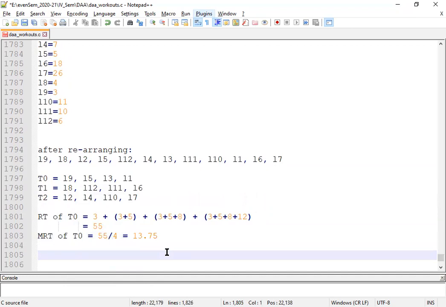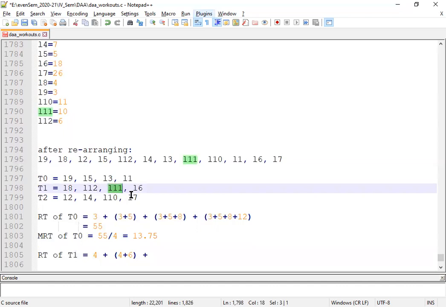The same way, let us calculate retrieval time of T1. So it is going to be L8. L8 value is 4, plus. Then next one is L12. L12 is 6. So that is 4 plus 6. Okay. Then next is L11. L11 value is 10. So we get 4 plus 6 plus 10.